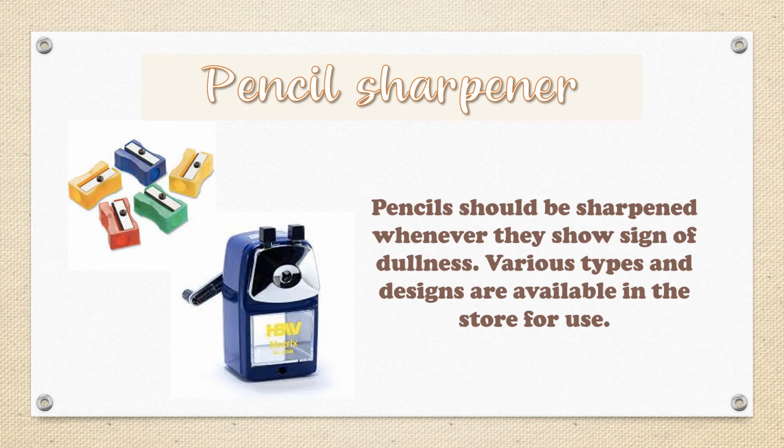Third is the pencil sharpener. Pencils should be sharpened whenever they show signs of dullness. There are various types and designs that are available in the store for use. So as you can see, there are two types of pencil sharpener shown in the picture. Which one are you using?